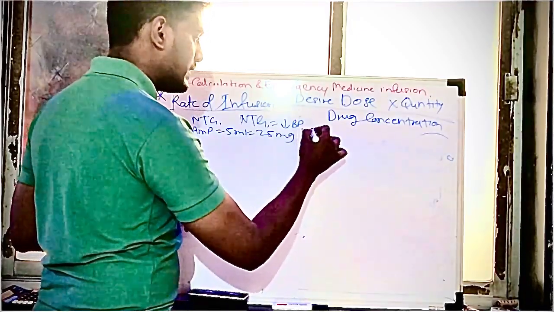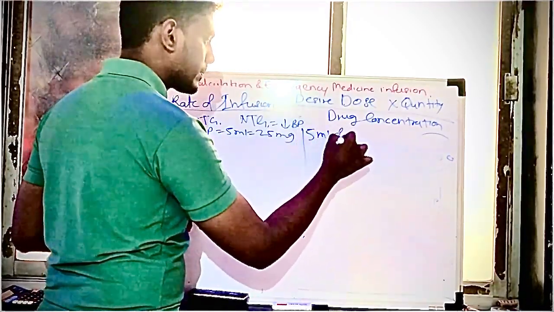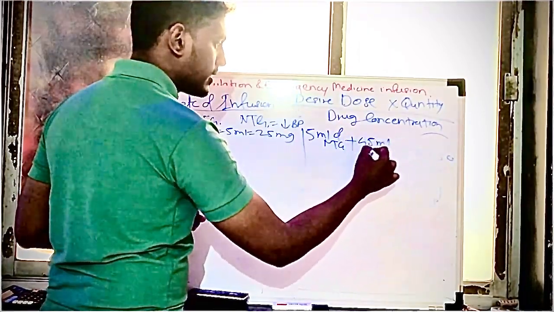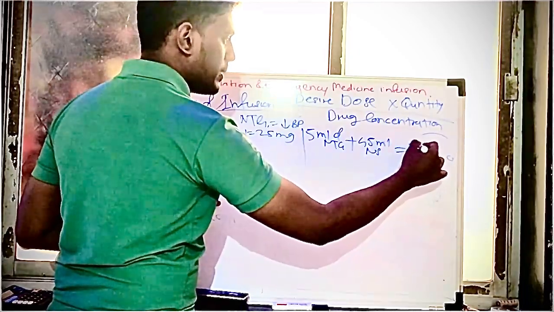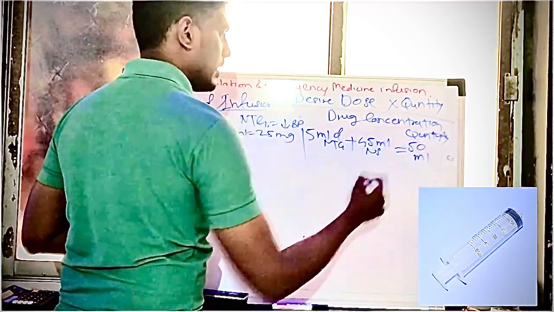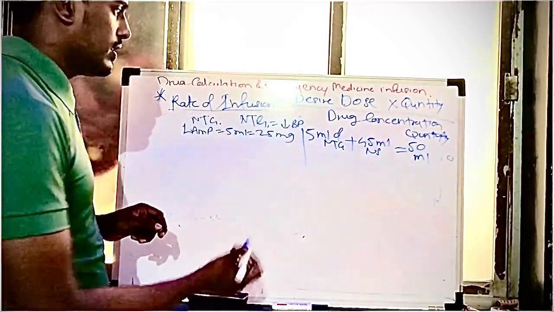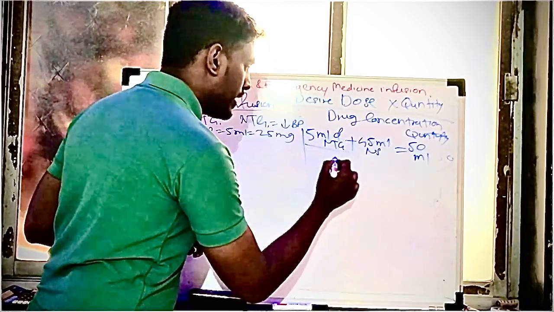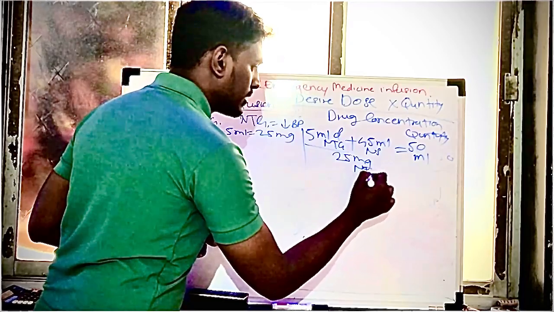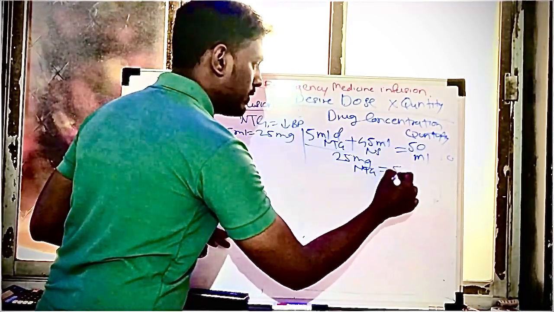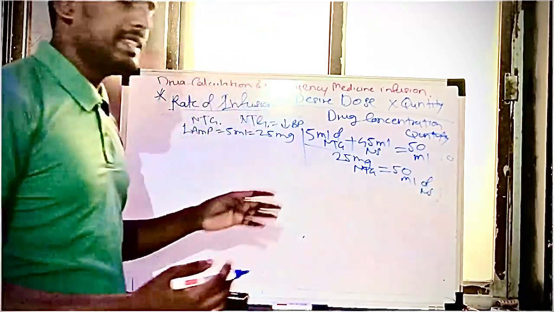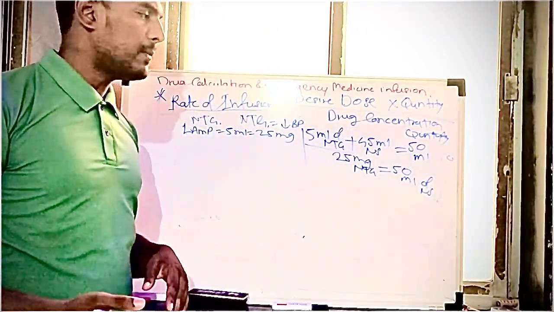We are going to take this 5 ml of NTG plus 45 ml of NS. So the total quantity will be 50 ml. And the drug amount will be the same: 5 ml of NTG contains 25 mg of NTG, and that 25 mg of NTG will be in 50 ml of NS. Basically it is 45 ml of NS, but we say 50 ml.